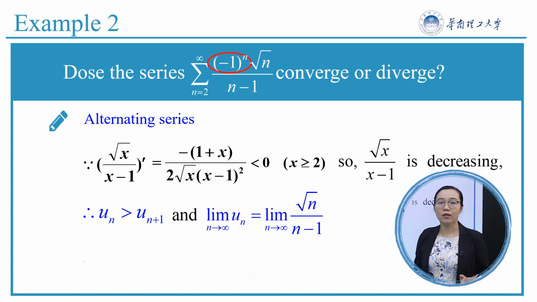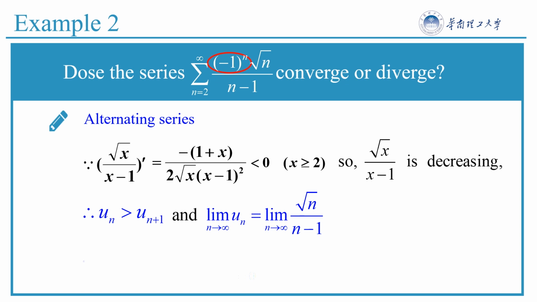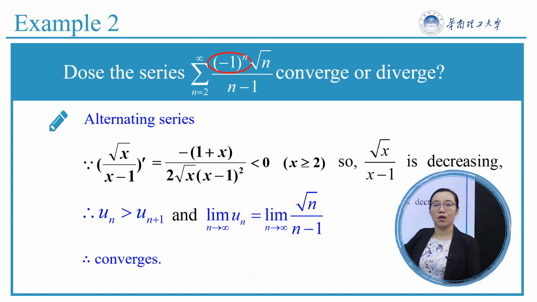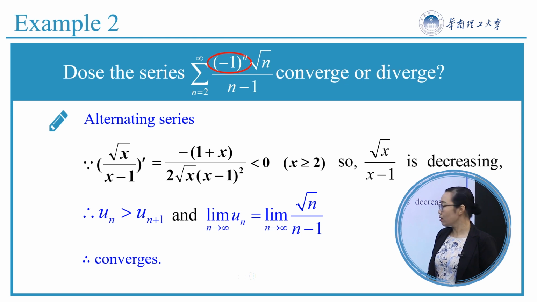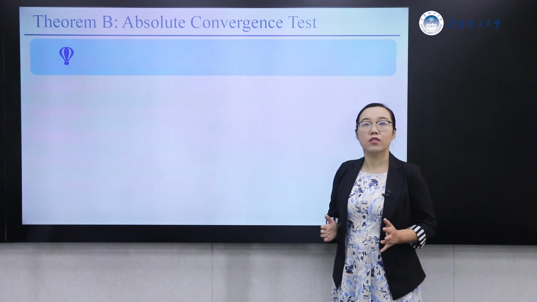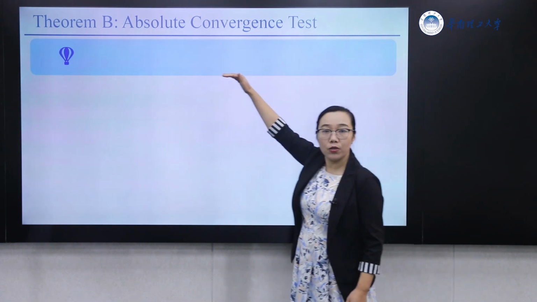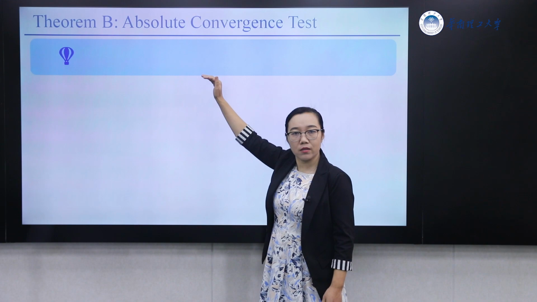So Un is greater than Un plus 1, and the limit of Un equals the square root of n over n minus 1. In conclusion, the series converges. Let's learn theorem B, absolute convergence test.